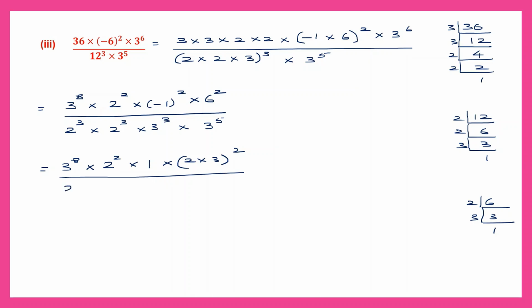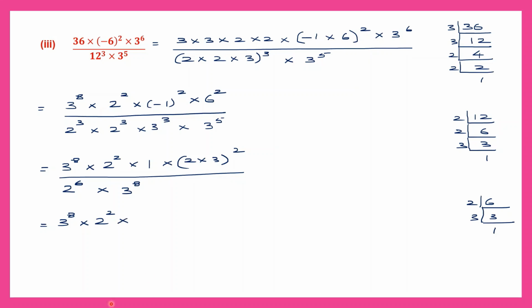As it is, you can write 2 to the power of, now 3 plus 3. So that will be 2 to the power of 6. 2 to the power of 6 into, now take 3. 3 to the power of 3 plus 5. 3 to the power of 8. Then let's continue. 3 to the power of 8 into 2 to the power of 2 into 1 you don't have to write because when you multiply with 1 you get back the same thing.